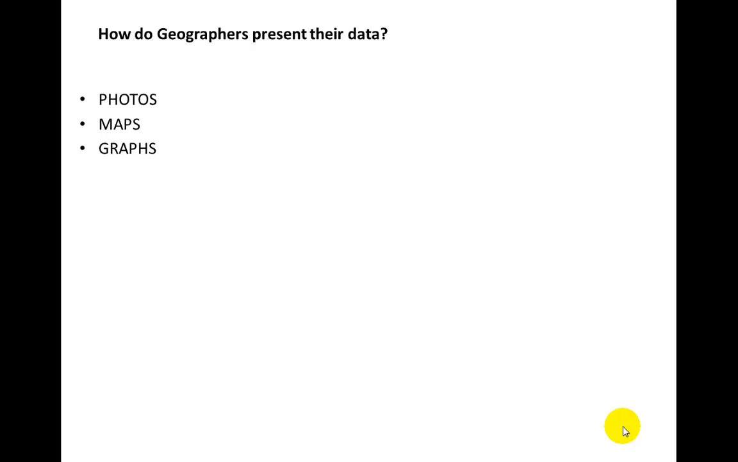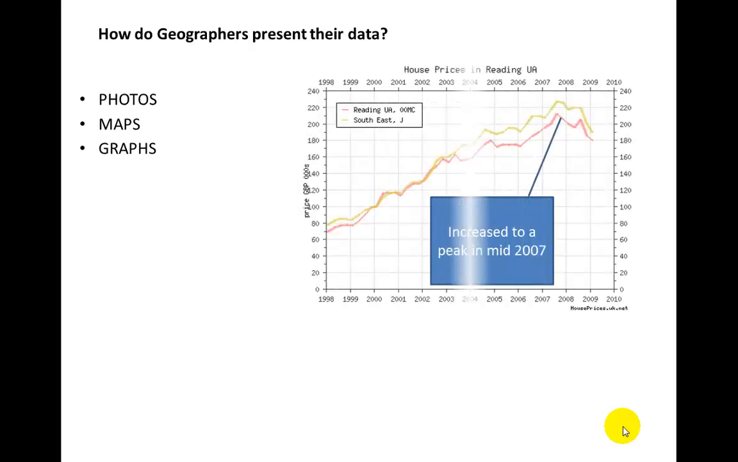Geographers present their data using graphs, and if you'd like to get a level 5, you will need to include at least one graph in your presentation. Notice that in this graph there is a label that comments on the patterns shown by the graph.